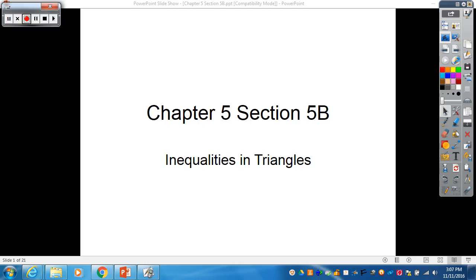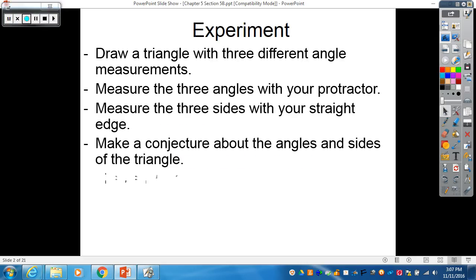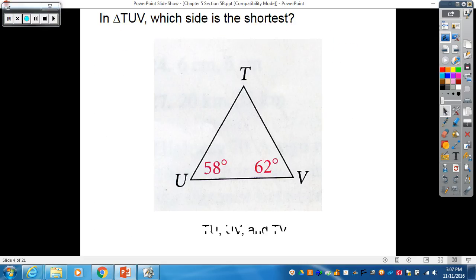Now, as I continue to flash through this, you've got inequalities within triangles. I'm going to see if I can advance us forward here. There we go. Okay, we're going to go past that. All right, so I want to go back. There we go.